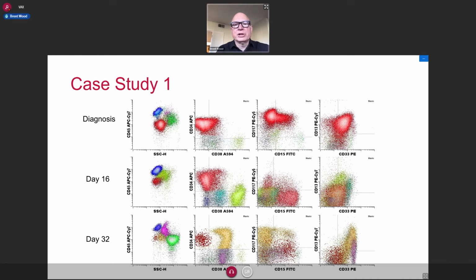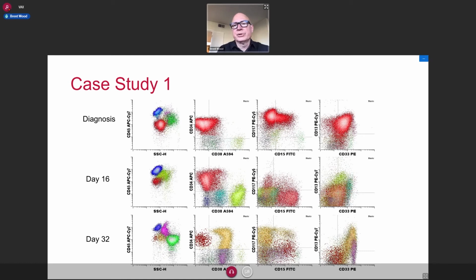One or 2 weeks after therapy, at day 16, we still have residual disease pictured in red. The population still abnormally expresses CD34 and CD38, although you can start to see normal stem cells in the background that have a little bit more CD38 and higher CD34. But look at CD117. It's virtually absent on this population, which was very positive at the time of diagnosis. And there's more CD15 expression than was seen at diagnosis.